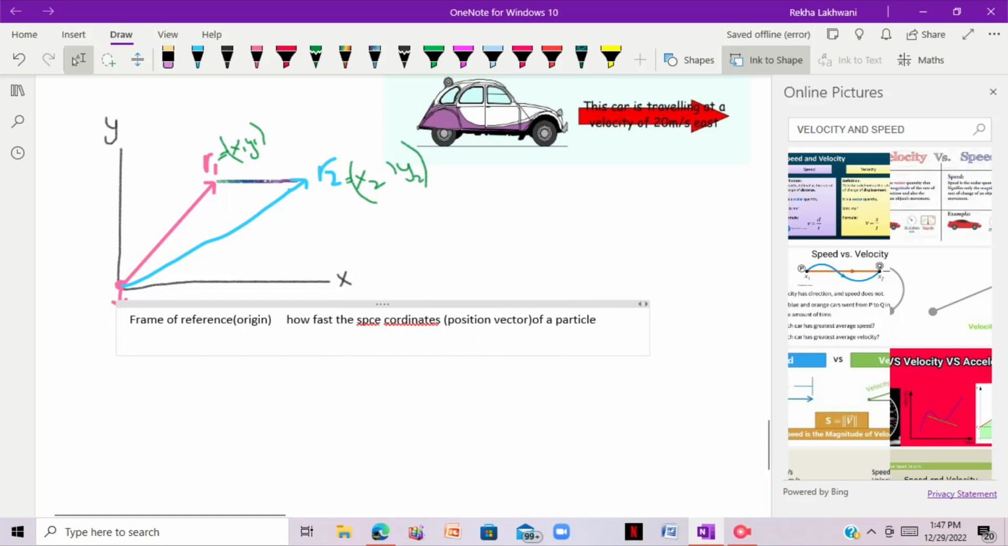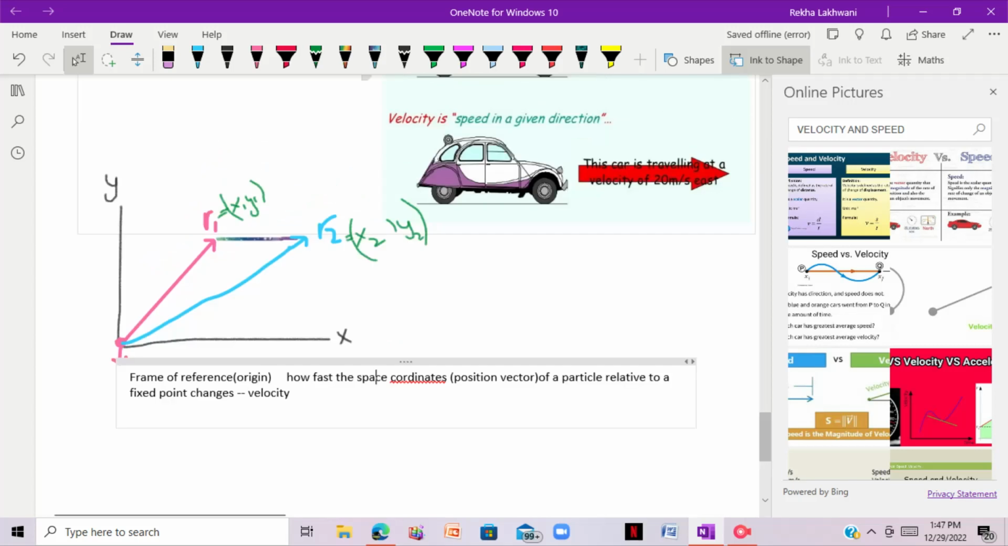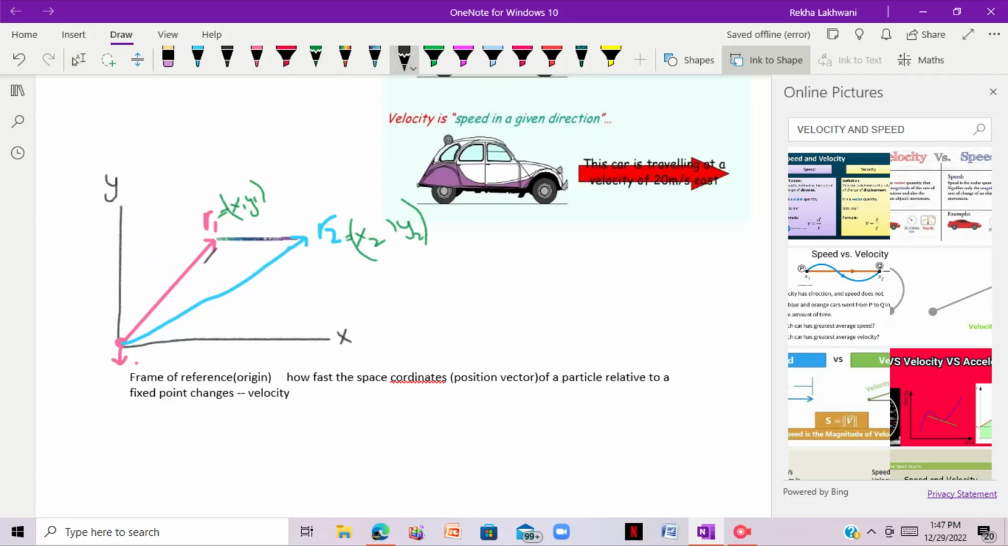Now, what is this definition basically saying? There is a change in the position vector. First it was here, and then it has changed with respect to time. The change in displacement with respect to time is known as its velocity. So how fast the position vectors r1, r2 of a particle relative to a fixed point change with respect to time, that is known as its velocity.